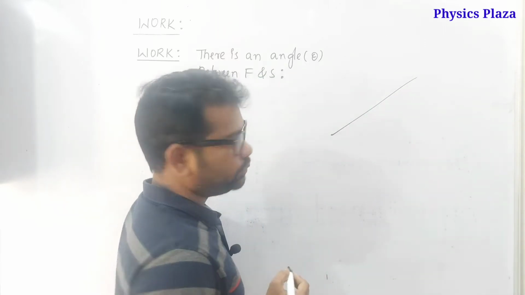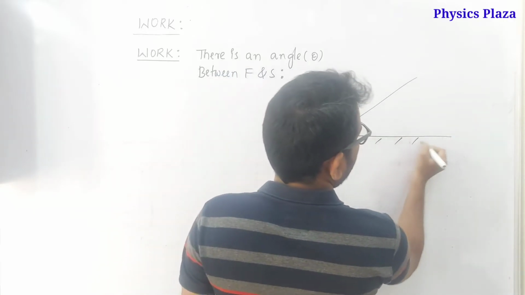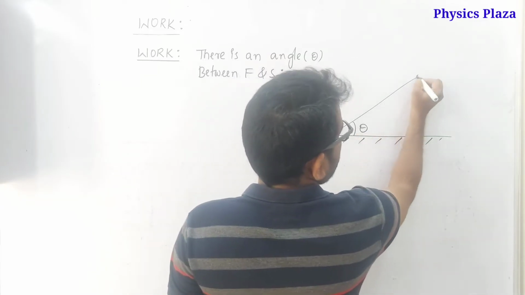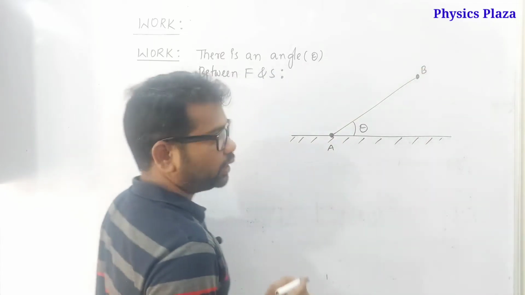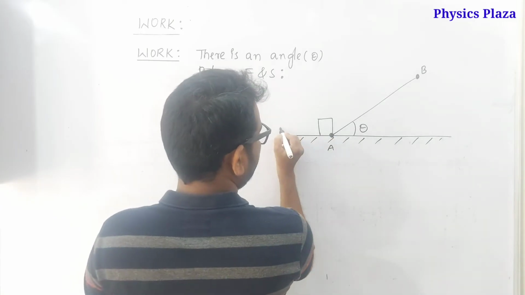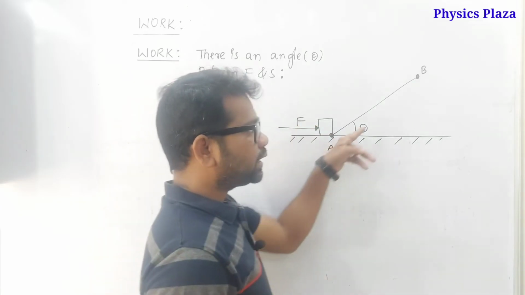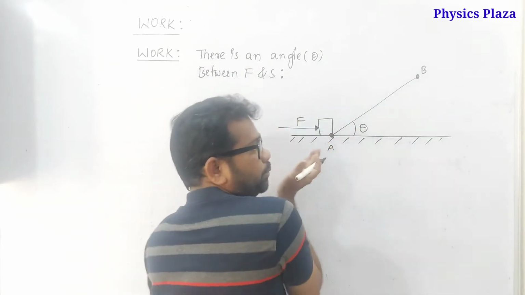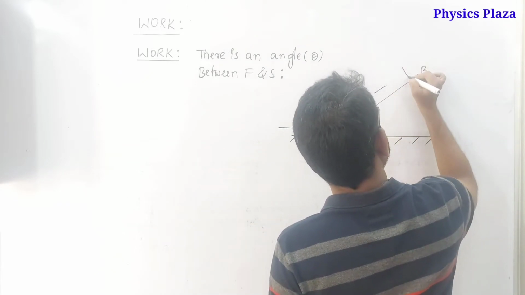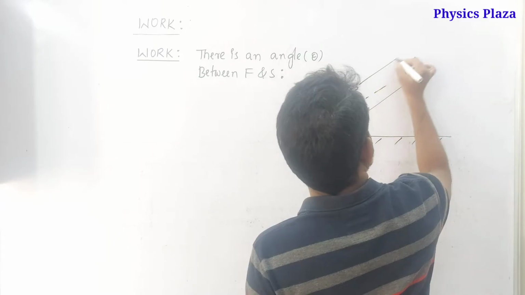Let us say here is some inclination. Here is a horizontal surface, so that this is an angle theta. Let us say this point is A and this point is B. And here an object is there. Here, children, a force F is acting. As it is an inclination, obviously the body won't go like this. The body will go in this direction. Finally, let us say the body has reached this point B. Let us say this displacement is S.